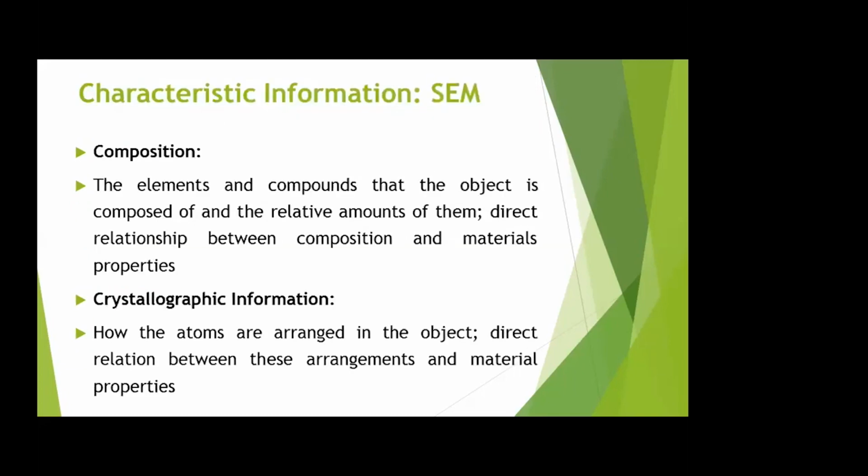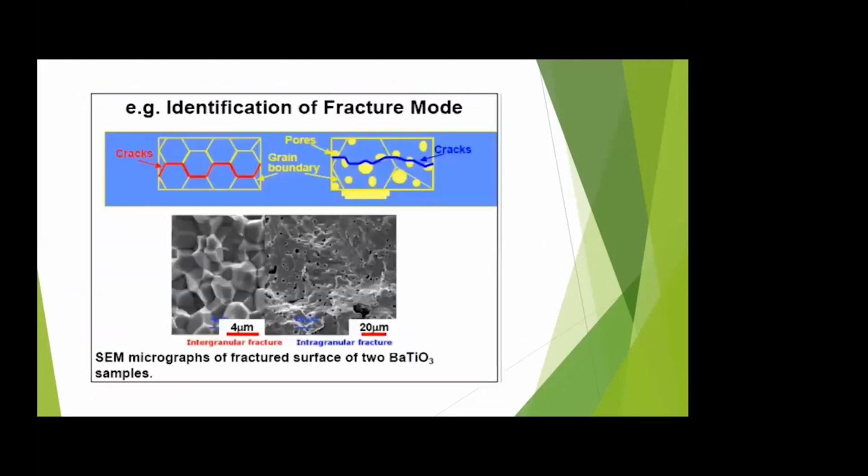The third thing that we can understand is the composition: the elements and compounds that the object is composed of and the relative amounts of them. Of course, when it is in combination with EDAX, you will get this information very well. So the direct relationship between the composition and the material properties can be understood. The fourth information that we can get is crystallographic information, how the atoms are arranged in the object. So the direct relation between these arrangements and material properties can be understood.